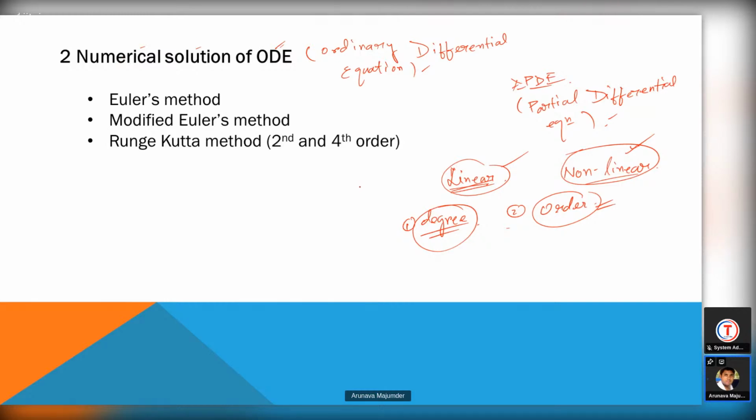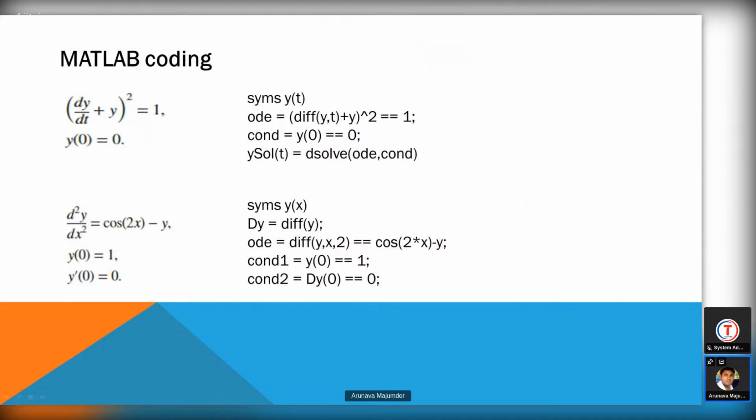However, the numerical method cannot give you the exact solution, but any kind of differential equation can be solved by using a numerical solution technique. Generally there are three solution techniques: Euler's method, modified Euler's method, and the Runge-Kutta method, which is of second and fourth order. Analytical solutions will be very large, so I'm not talking about that one. I'm going directly to the MATLAB coding to solve ordinary differential equations.